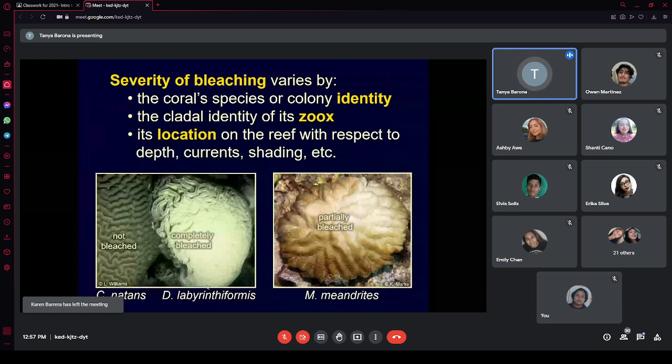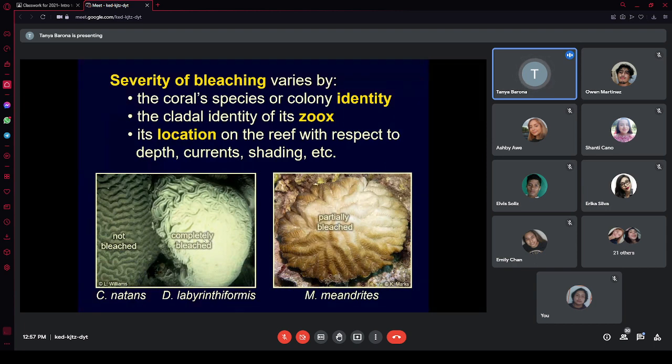Severity of bleaching varies. Therefore, you may only see paling of the color, or you can see it becoming fully bleached, or only a portion of the coral becoming bleached. It depends on how much of that coral is subject to the disturbance.